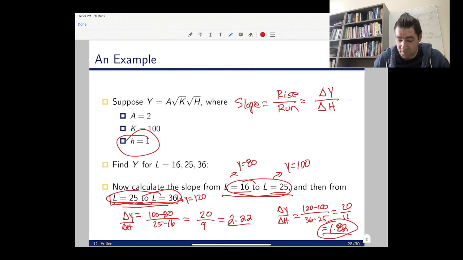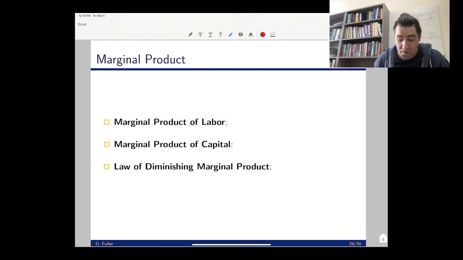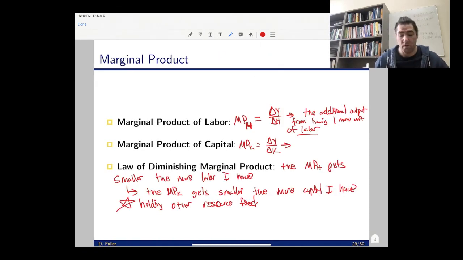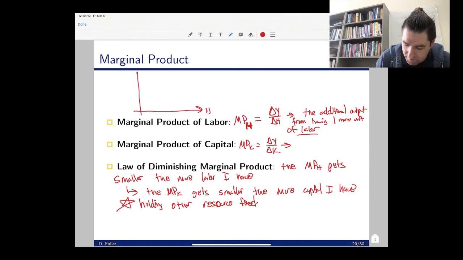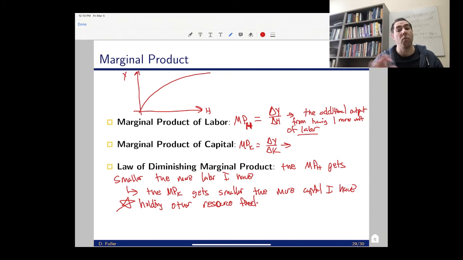All right, so that takes a little while to get used to, but it's a very important question, right? What it looks like graphically, so you'll sometimes see this if I plot H and Y, is that my curve kind of flattens out the more H I have. Here, that slope is pretty big, whereas up here, that slope is pretty small, right? For the same change in H, I get a much smaller change in Y.